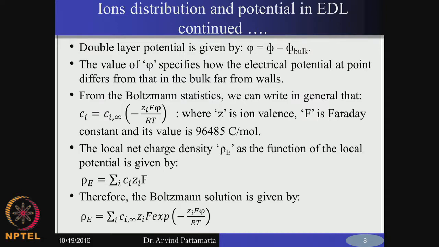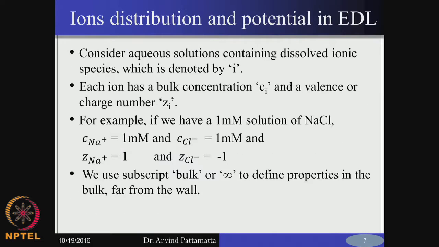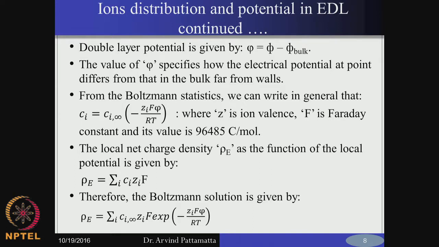This net charge density is calculated for each species of the ion. You know the particular concentration, times the valence number, times F. F is called the Faraday's constant. If you multiply them and sum them over all the species, you get the net charge density. Okay. And the question is, how do we calculate Ci, because Ci is actually a local concentration. So, it has to be related to the bulk value Ci infinity. And how is it related? Through the Boltzmann statistics.